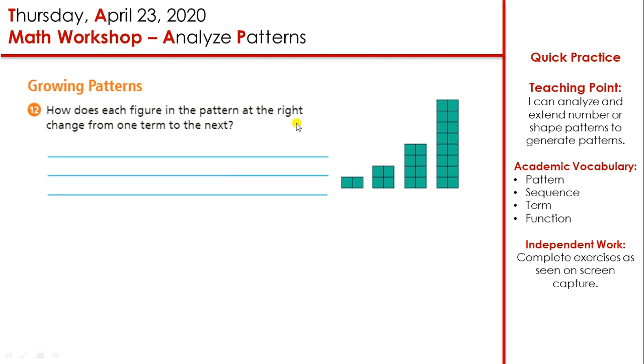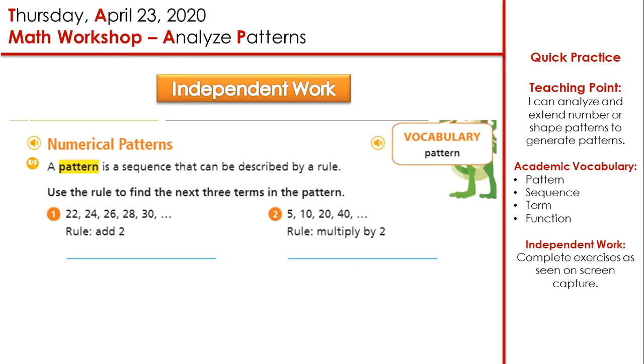So how does this figure in the pattern at the right change from one term to the next? So right here, you're supposed to find out what the rule is and explain what's going on in this case. So for your independent work, you're going to be working on these specific exercises. So you're going to use the rule to find the next 3 terms. So continuing the sequence right here, you're going to find 3 more, applying the specific rules that you have for every exercise.